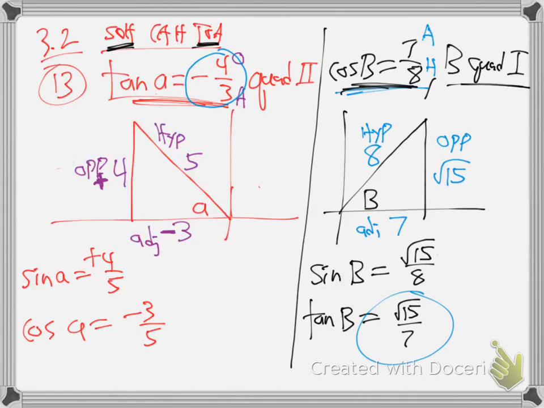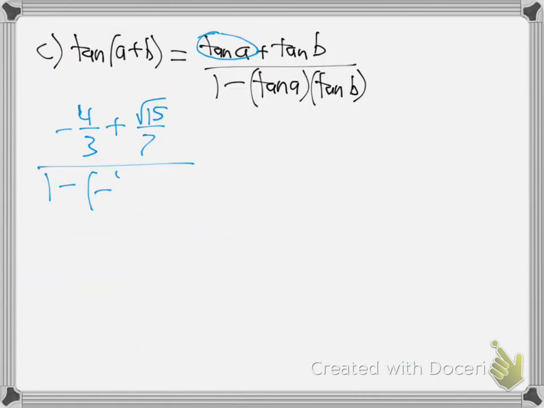What was tangent A again? The minus 4/3 times tangent B, square root of 15 over 7. Get that a little neater there. Okay, we good to there? We just got to work that all out now. Everybody good to there? So now we're going to multiply some stuff together, and we're going to add. Yeah, this is a pain.